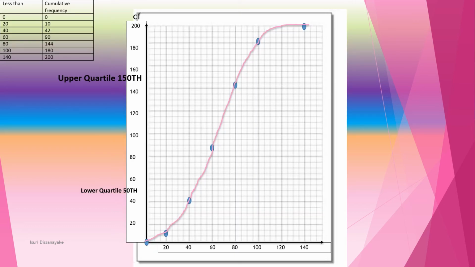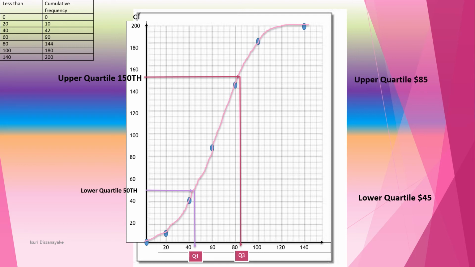Looking at the graph, joining the 50th point to the curve, we will get the reading Q1, which is $45, and also the 150th value, which is the upper quartile. We can take the reading as $85.